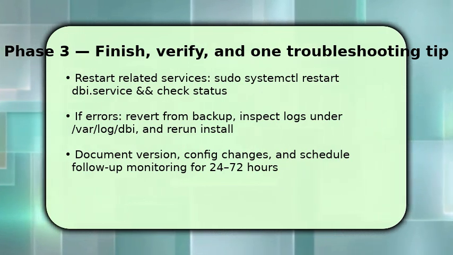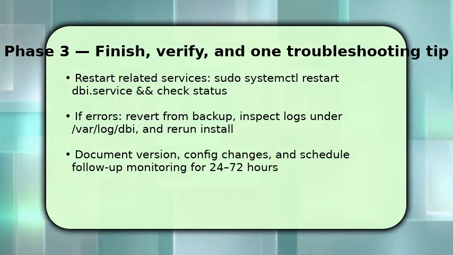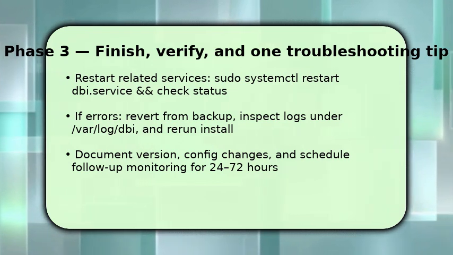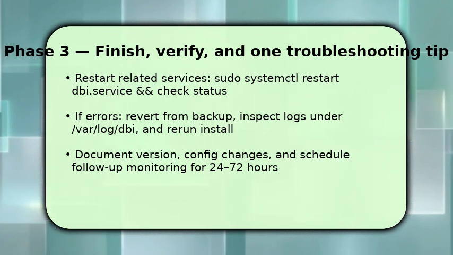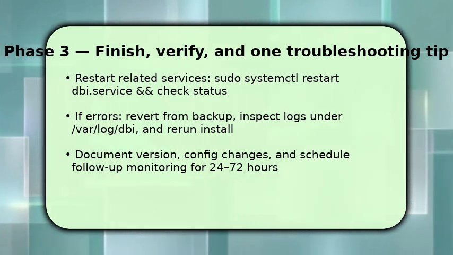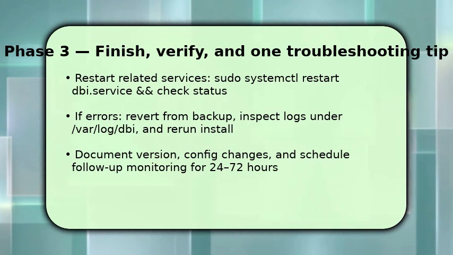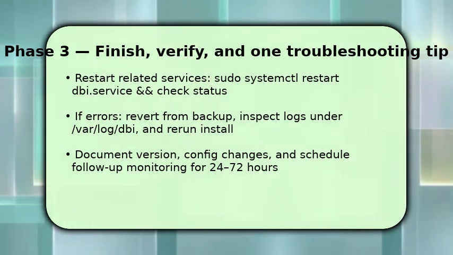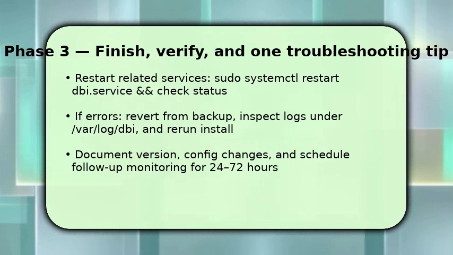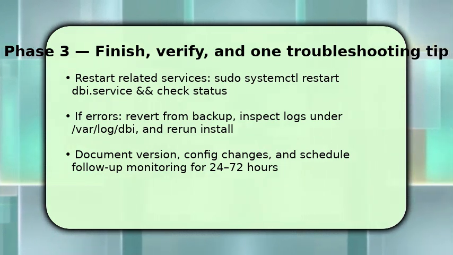If you encounter failures, stop and revert immediately from your backup, then investigate /var/log/DBI for stack traces and dependency issues. Fix those before retrying. Finally, document the new version and any config adjustments, and watch system metrics and logs for the next 24 to 72 hours to catch delayed problems before they affect users.